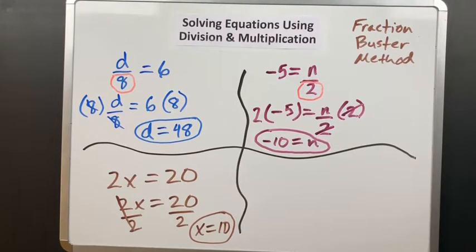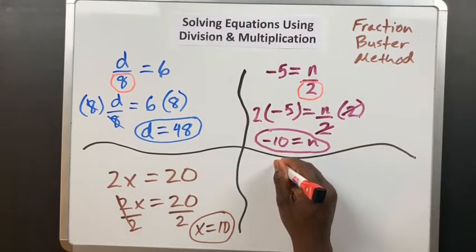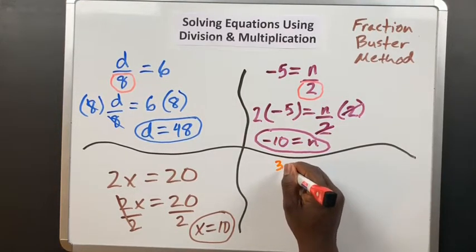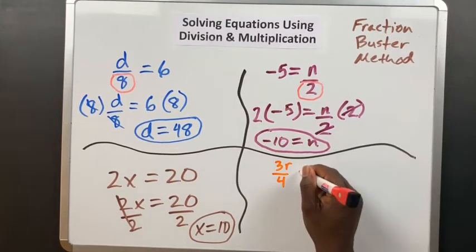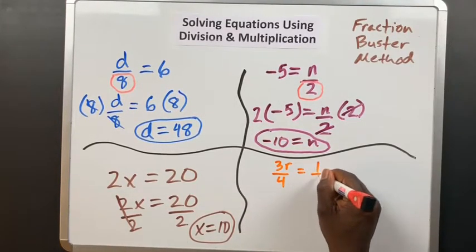Now, one more problem. This one will illustrate the multiplication property of equality. So let's go ahead. We have 3 times r divided by 4 equals 1 over 8.